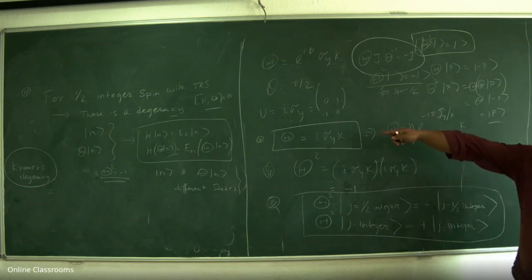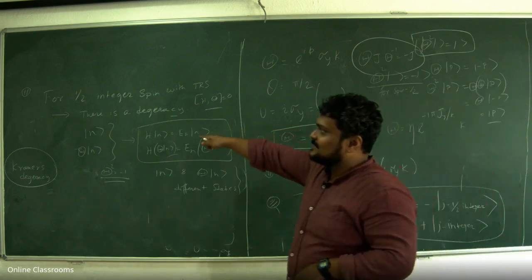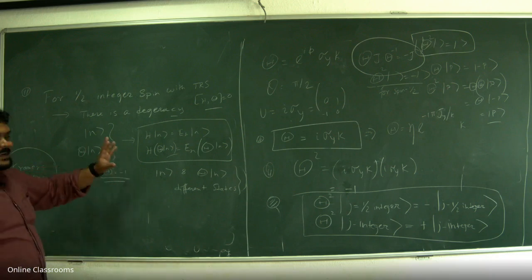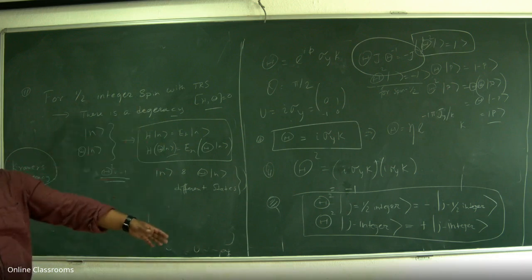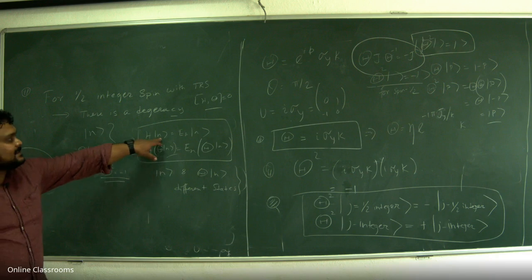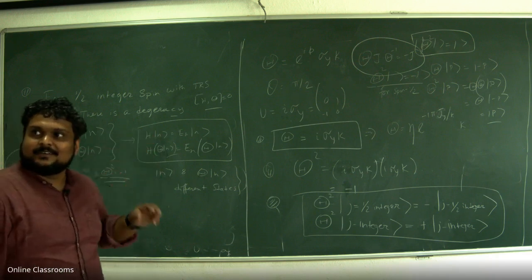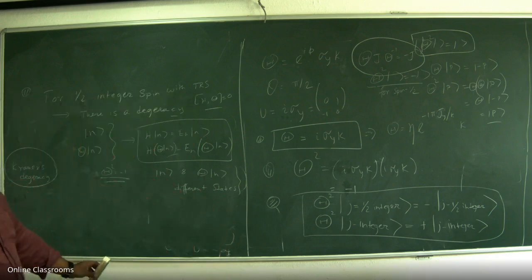Definitely do this proof. I am not doing it in class, which means I can ask it in the exam. It's very easy. It's all worked out, and the only difference from all the proofs we have done so far is the fact that n and theta n are different, and that you can show by using theta squared equal to -1. That's the only thing. That completes the chapter on time reversal symmetry.